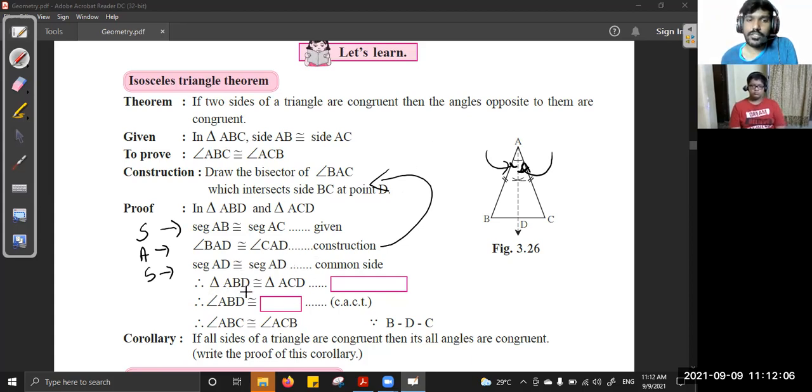So we can now say that these two triangles are congruent to each other by which test? Hypotenuse side test? There's no right angle here. Look at this. It is the SAS test.